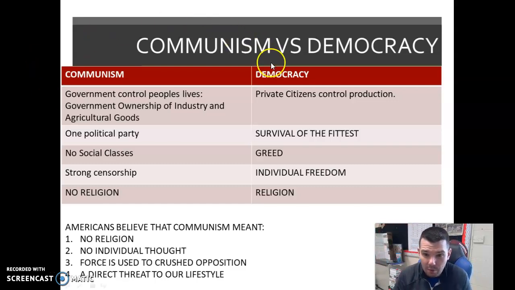Whereas in a democracy, we believe in private control. Private citizens can own their businesses. Survival of the fittest. Now the problem is you get a lot of greed. You have the rich, you have the middle class, and you have the extreme poverty, which is also a huge issue. But typically in democracies, you have a lot of freedoms and a lot of rights. So it's one of those give and takes. But ultimately, for us, communism was a very scary thing because it's the opposite of what we stand for, with innovation and moving your way up the system.